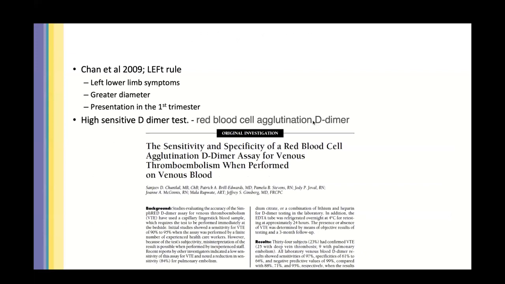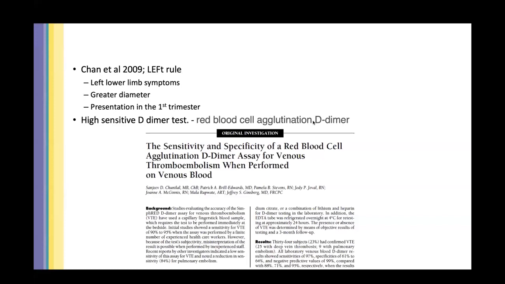So this gentleman called Chan, in 2009, tried to develop criteria that you can apply to make this diagnosis. And if you have some time, you can go through this particular paper. What he had is the LEFt rule and the application of the high sensitive D-dimer test, where you use the red blood cell agglutination D-dimer, and then you combine it with other symptoms: a patient coming in with a swelling of the left lower limb, and the left lower limb has a greater diameter, of more than 2 centimeters, than the right side.